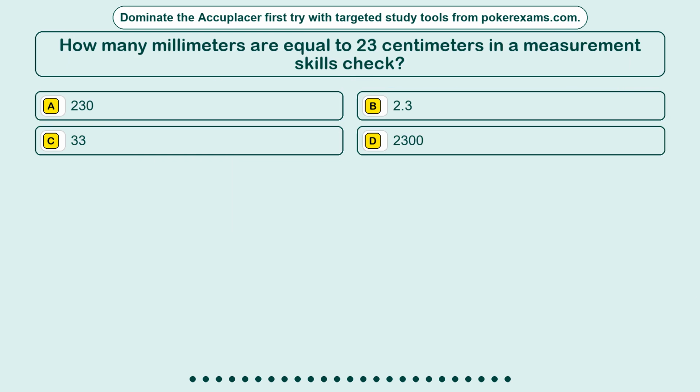Question 6. How many millimeters are equal to 23 centimeters in a measurement skills check? Option A, 230. Option B, 2.3. Option C, 33. Option D, 2,300.